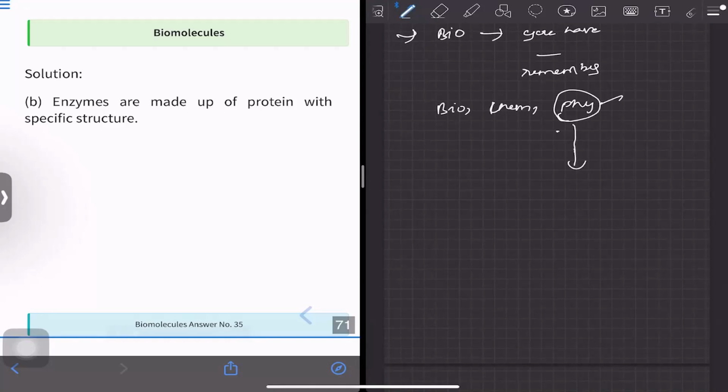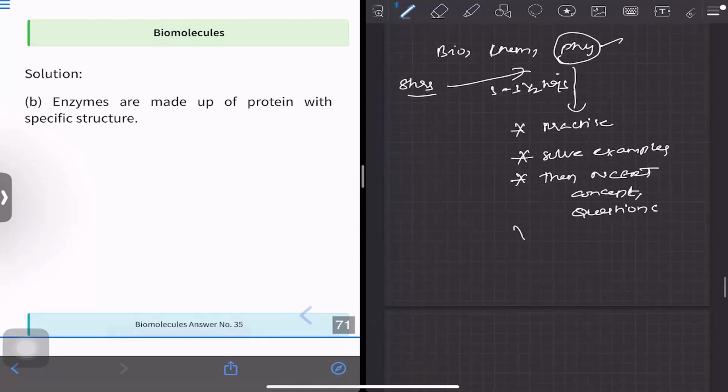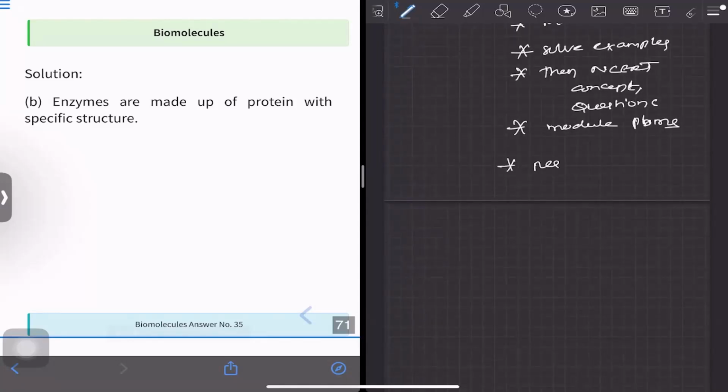If you are studying around 8 hours in a day, you have to spend at least 3 to 3.5 hours on physics. Then you have to practice everything in physics. First of all, you have to solve examples in physics. Then do NCERT concept and questions in physics, and you have to do module problems. This makes you perfect for the exam.